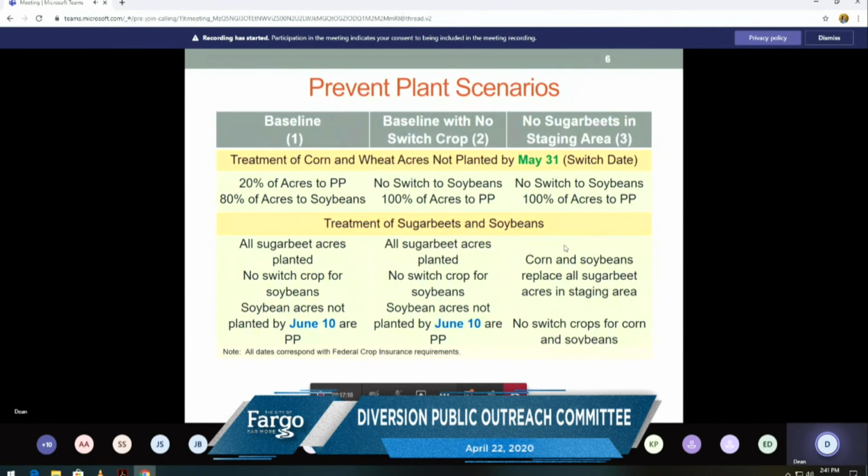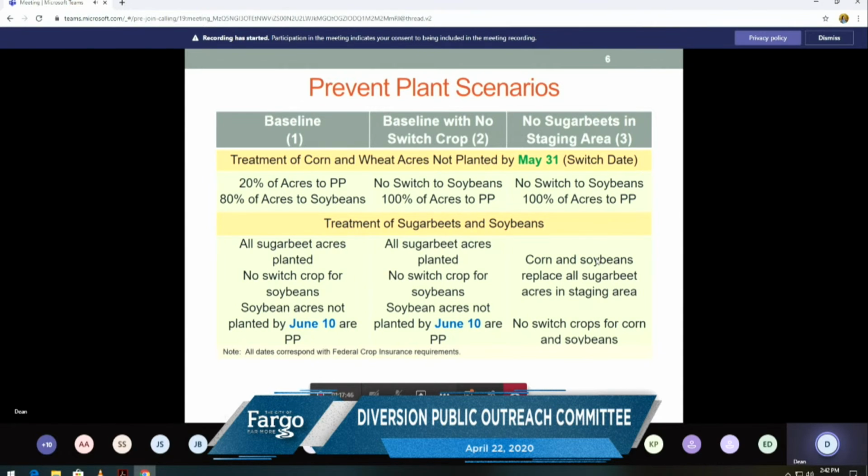If we look at scenario 2 and scenario 3, we enter into a little more pessimistic framing of this question. We're assuming there's no switch crop for corn and wheat. So if they don't get it planted by May 31st, it all goes to PP. So that's the difference between 1 and 2. And then 3 is kind of a worst case scenario where there's no switch crop for corn and wheat. All of those acres go to PP.